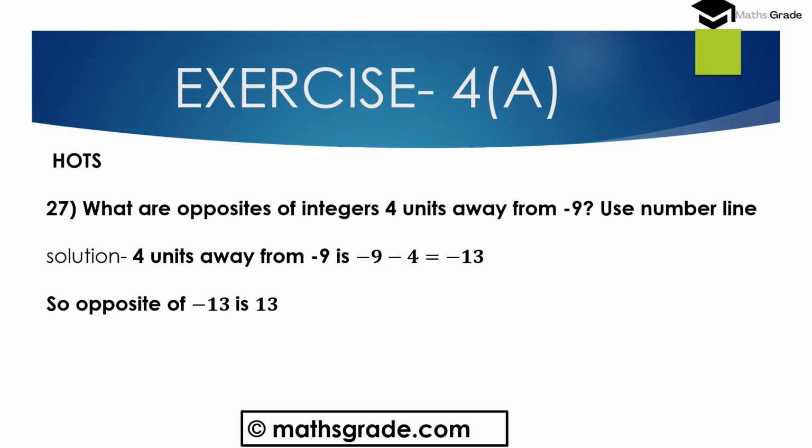Now we solve question number 27, HOTS question. What are the opposites of integers 4 units away from -9? Use the number line. 4 units away from -9 is -9 minus 4, that is -13. The integer 4 units away from -9 is -13, and the opposite of -13 is +13. So the opposite of the integer 4 units away from -9 is +13.